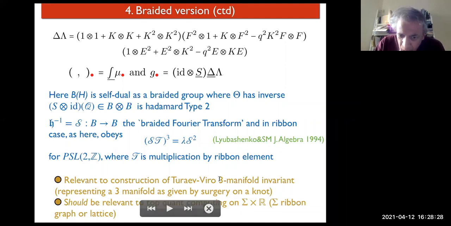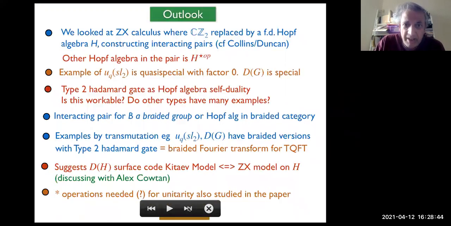Now this should be related. The three-manifold invariant is basically what Kitaev is doing in the Kitaev model for topological quantum computing. There, the three-manifold is of the form sigma cross R, but sigma is a ribbon. So this thing should relate to it, but that's all I know so far. Okay, so I've run out of time. This is just a summary page.